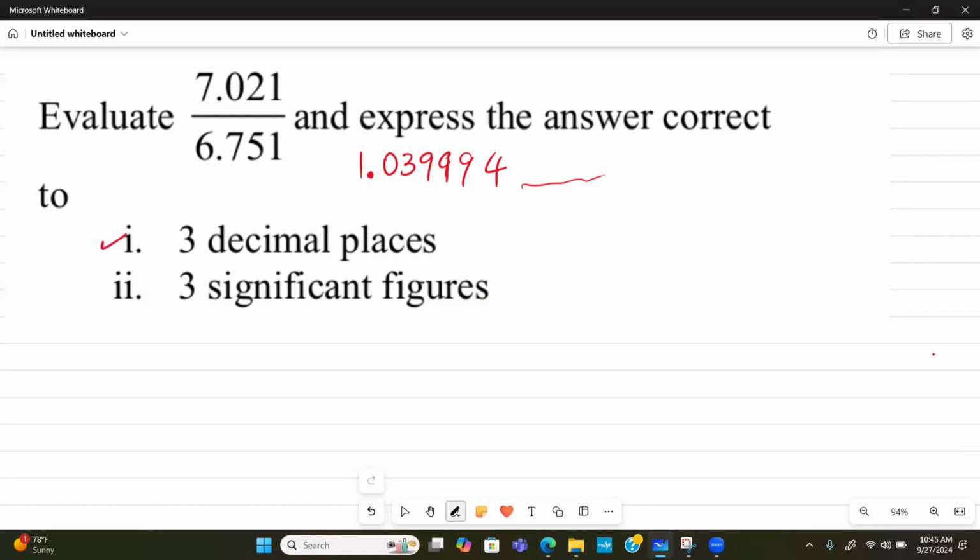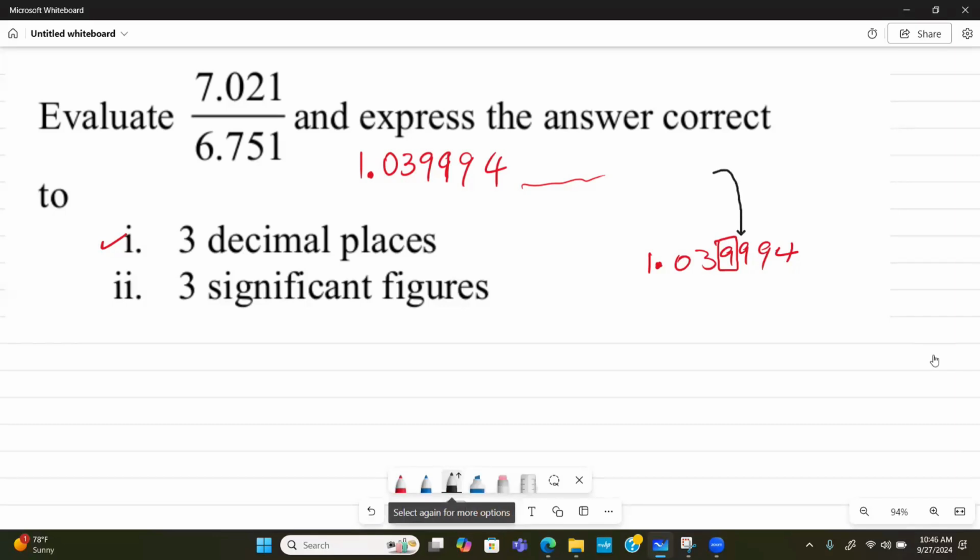Let's first identify the digit that is in that spot. So let me rewrite this figure, 1.03999 and then a 4. So the third decimal place is the third digit after the decimal point. So it's going to be this 9 right here. And then the context now for the question is that we have to observe the digit to the right of it, to its immediate right. So it's a 9 as well.